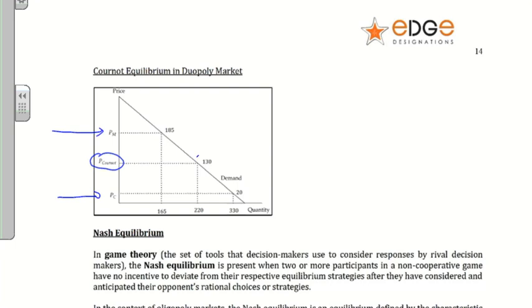Okay, there is your pricing. There's your 130 pricing, which we sold for previously, and there is your 220 in terms of its quantity. Okay, if we continue on, that was Cournot in a duopoly market.